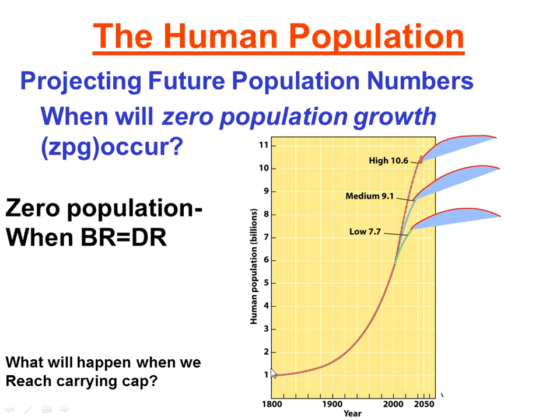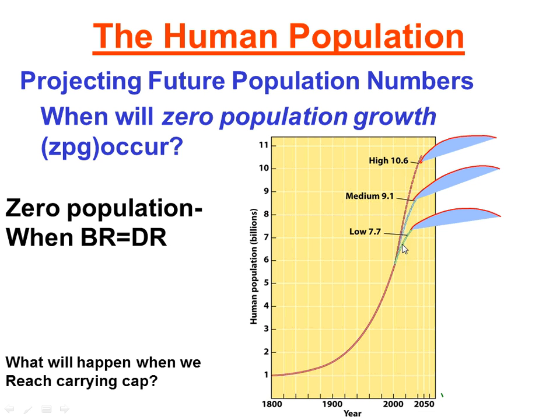Maybe we've overshot our carrying capacity, and you can see that I extended the lines here. 7.7 billion seems pretty low for us to start to hit our carrying capacity. 9.1 billion, 10.6, that's a high projection. And who knows, it could be 14 billion people. But we're just trying to predict when we're going to level out here.